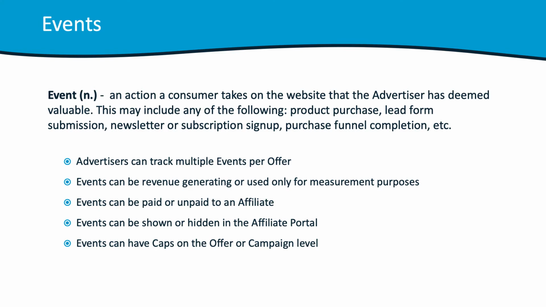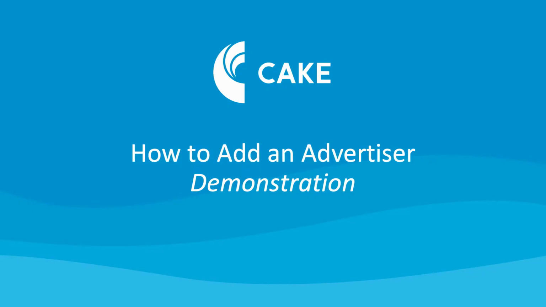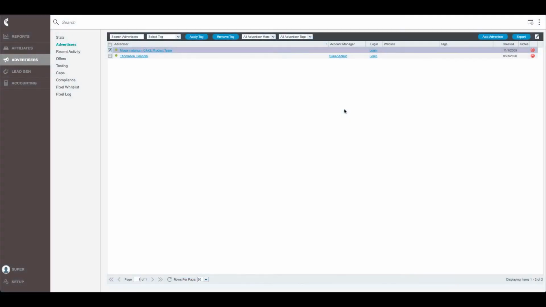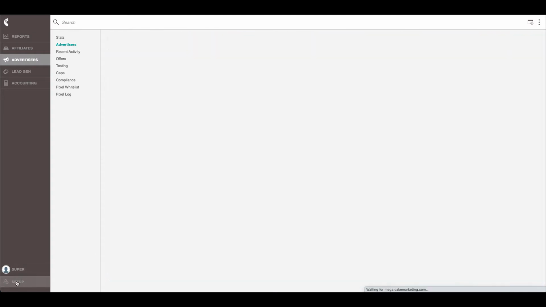All right, let's go ahead and dive into the system for a demonstration of how to configure your advertiser portal settings, add your advertiser, and go through a few of those features. All right, and welcome to Cake. So before we actually add an advertiser, we're going to go into our setup area and review our advertiser portal settings. To access those, we're going to go ahead and click on the Setup button on the bottom left of our screen here.